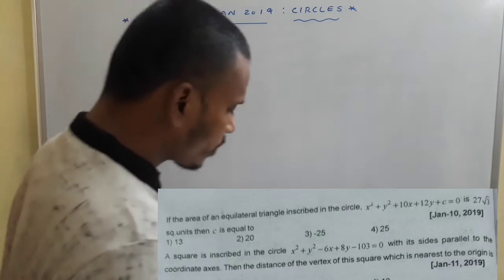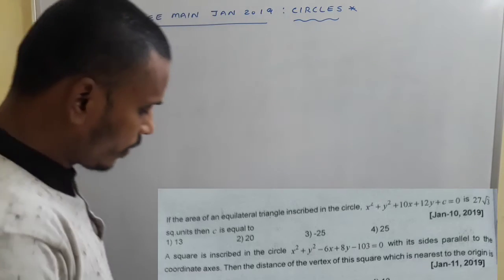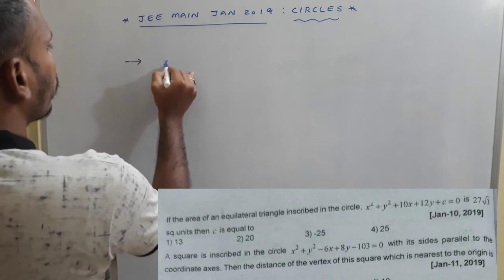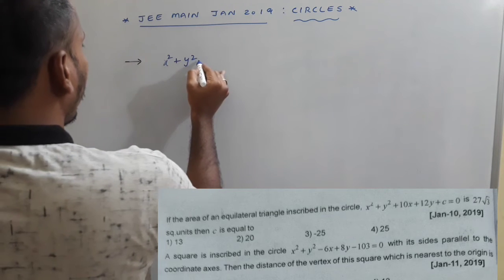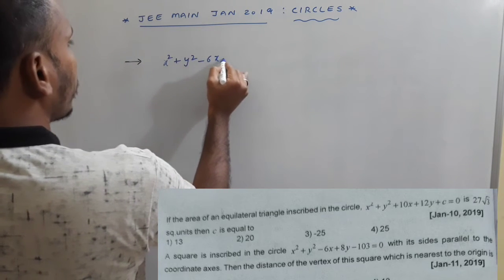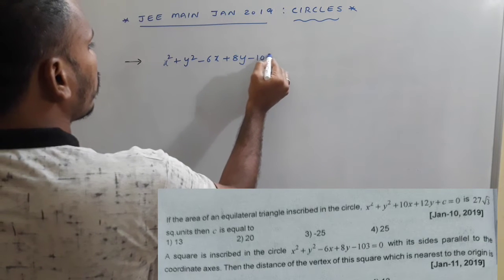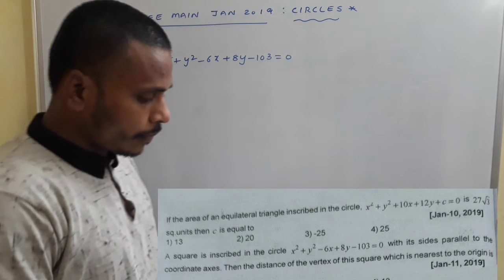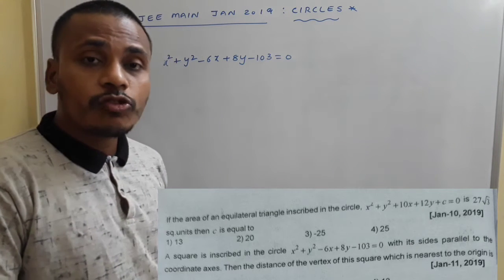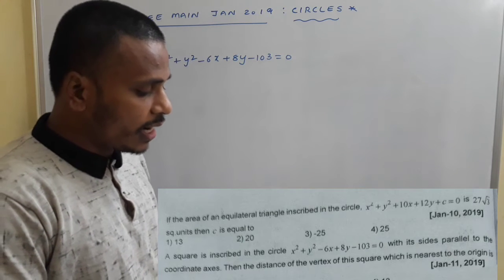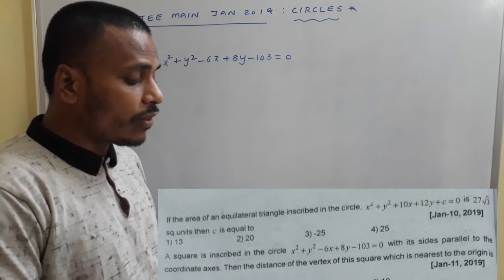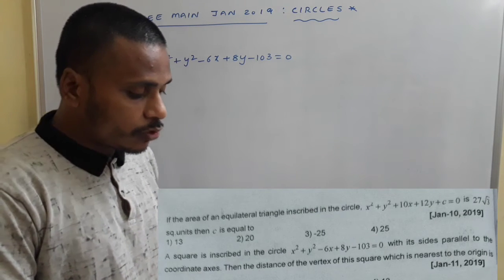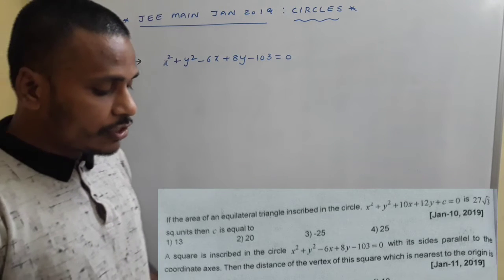Next problem. A square is inscribed in the circle x square plus y square minus 6x plus 8y minus 103 is equal to 0. Initially we have the circle x square plus y square minus 6x plus 8y minus 103 is equal to 0, and a square is inscribed in the circle such that the sides of that square are parallel to the coordinate axis. Then find the distance of the vertex of this square which is nearest to the origin.